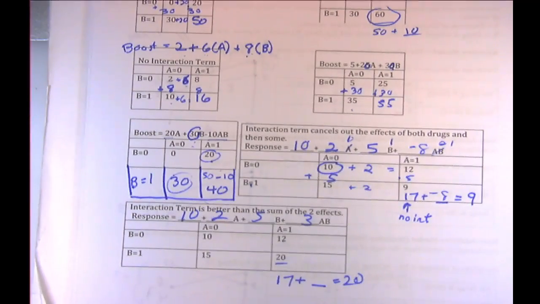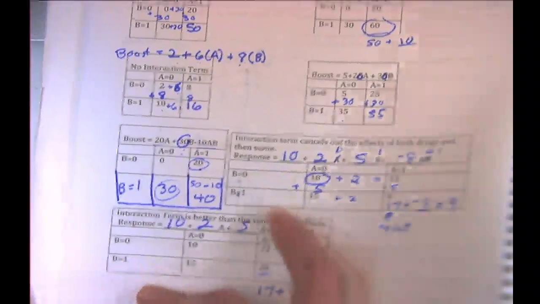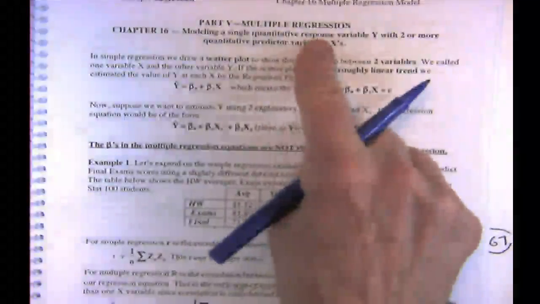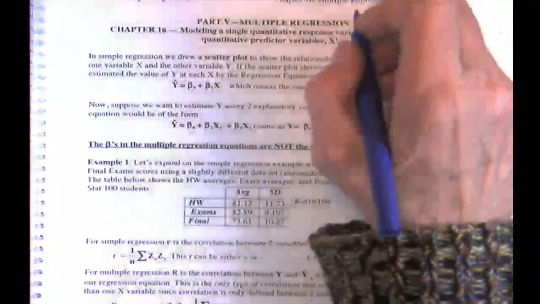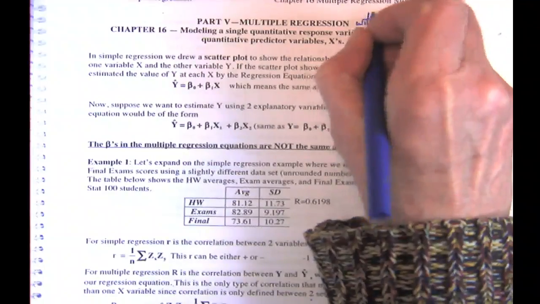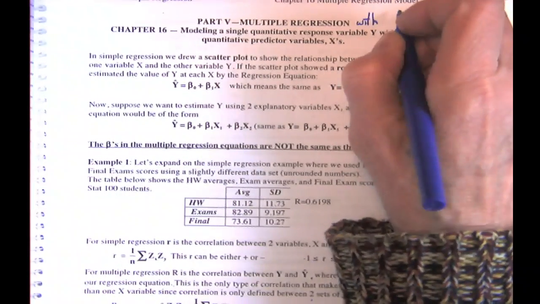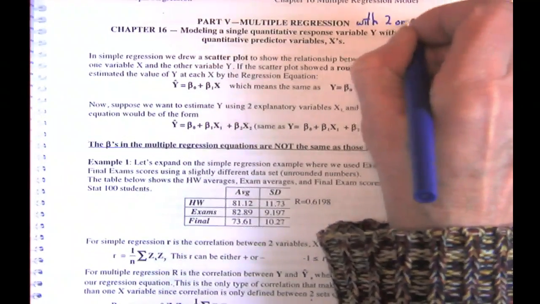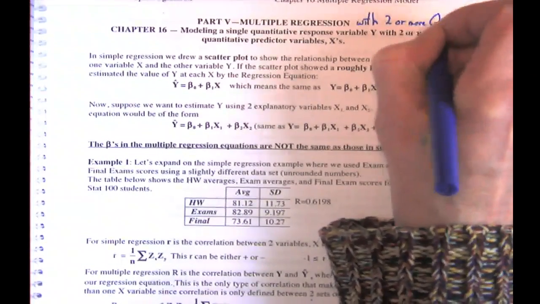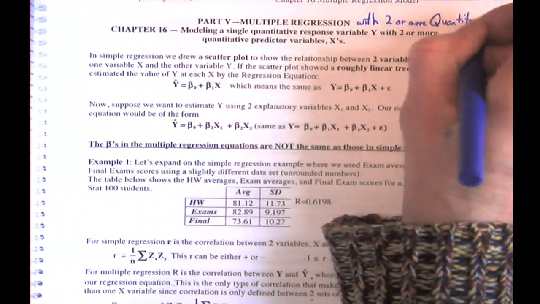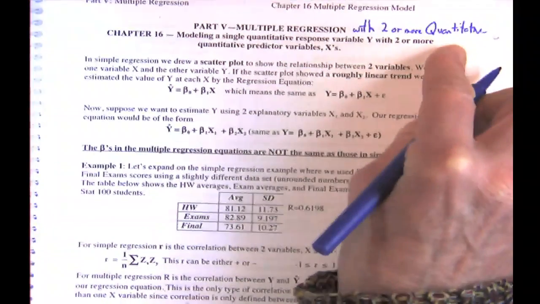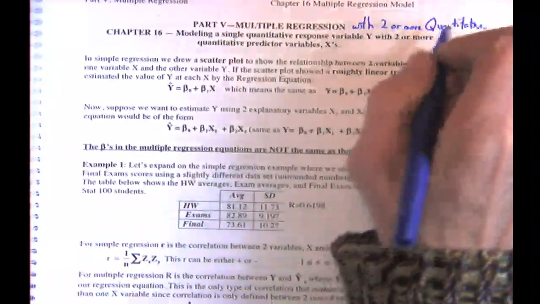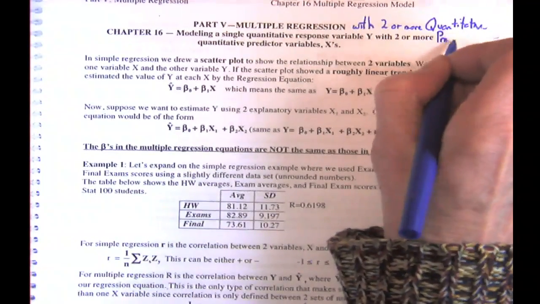Okay, so now we are going to move to our next part, part 5, on multiple regression. Now we've been doing multiple regression. I should say this is multiple regression with quantitative predictors, with more than one quantitative predictor, with 2 or more quantitative x's. Not any binaries here. We're going to just look at multiple quantitative predictors or explanatory variables.